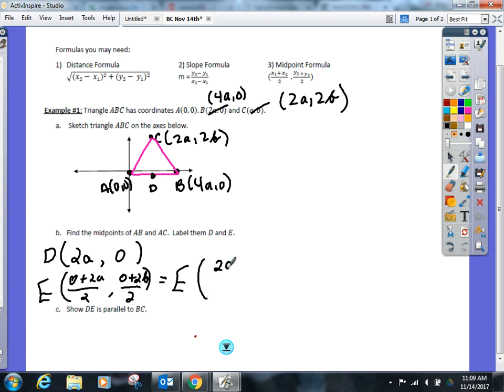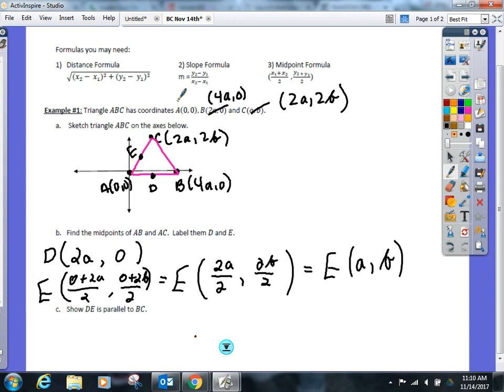I'm going to write this all out. You guys can skip steps if you'd like. And then 0 plus 2B. All right, still got to divide each by 2. So 2A divided by 2 is just going to be A, and then 2B divided by 2 is B. So there is point E, (A, B). And that is the midpoint of AC. Everyone all right with that quick algebra?